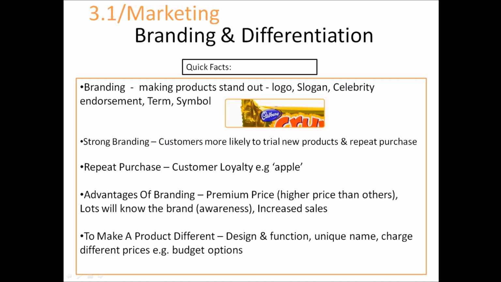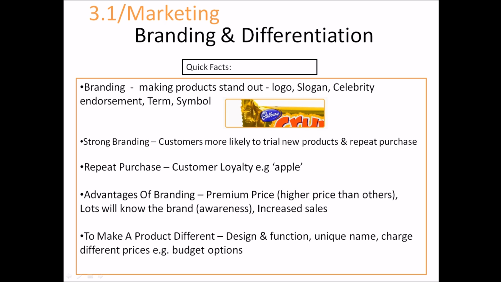Alright, so branding and differentiation. Branding is just basically making products stand out. They have their own logo, slogan, celebrity endorsement, they have their own term, symbol. Celebrity endorsement is basically when, for example, James Bond, Daniel Craig, he's a movie star, right? He's an actor, but he also has been used to sell different perfumes or different aftershaves or different deodorants, and that's celebrity endorsement.